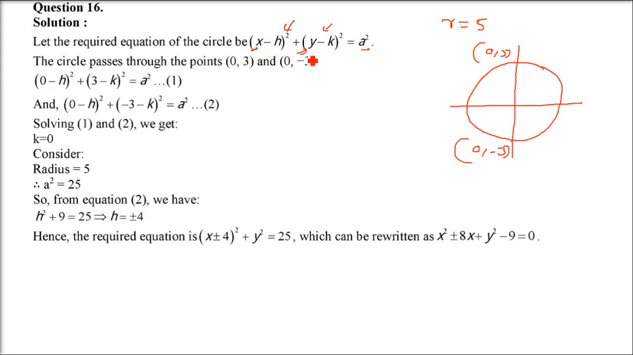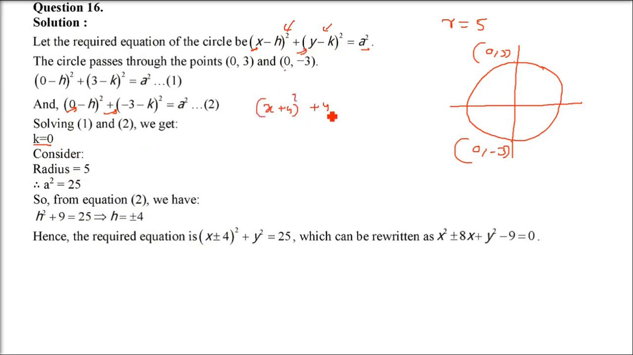A square will always be r square, that is 5 square, 25. One time you put h and k as 0 and 3, one time you put them as 0 and minus 3. When you solve both equations, you get k as 0, and putting it again in the equation, you will get h as plus minus 4. Since k is 0, you won't get a k.